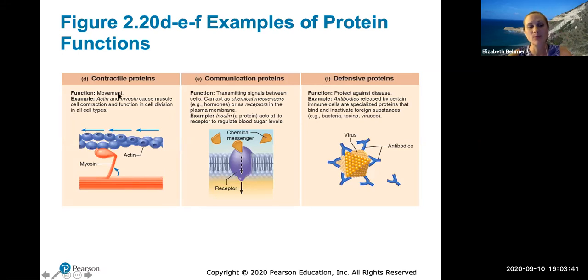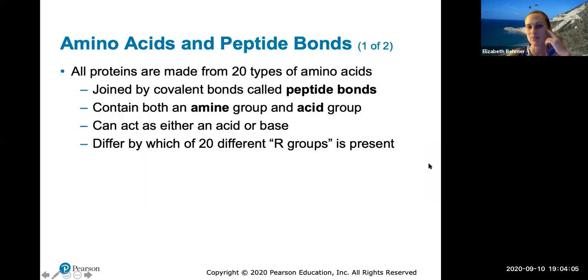Contractile proteins, more types of proteins. Actin and myosin are the 2 types of proteins that will latch onto each other, causing muscle contraction or shortening. Communication proteins are in the cell membrane. They can act as chemical messengers like hormones or receptors. Defensive proteins are antibodies. So you can see here how there's a wide variety of proteins in your body. But all proteins are made up of 20 types of amino acids.